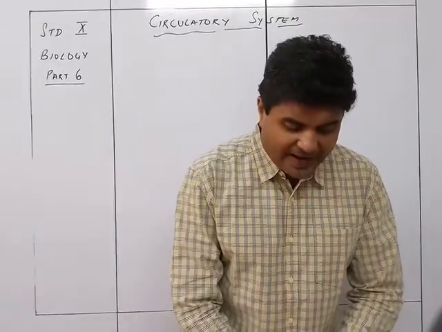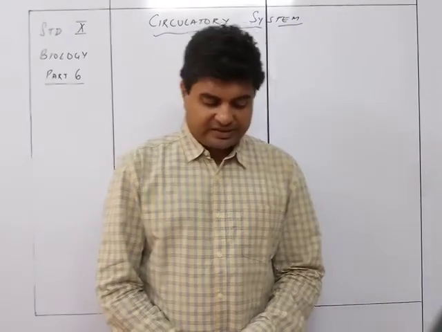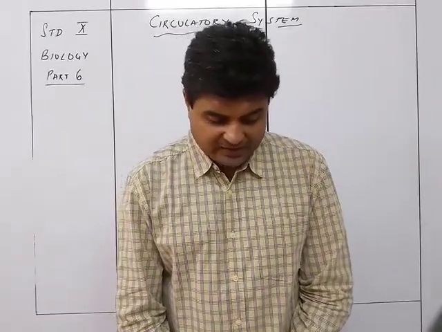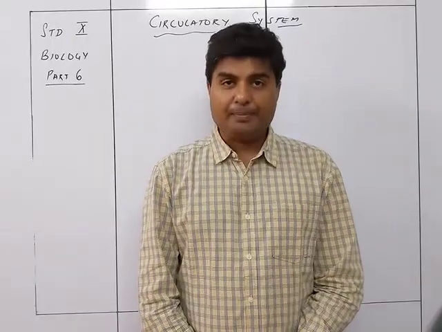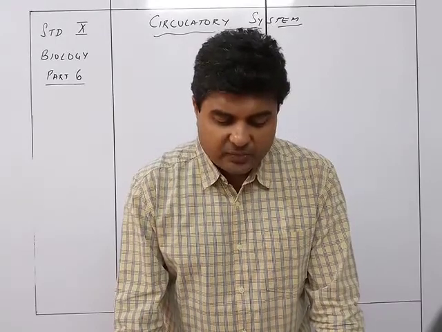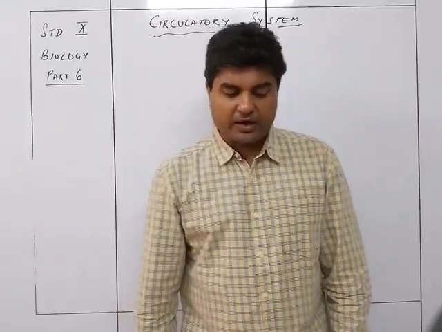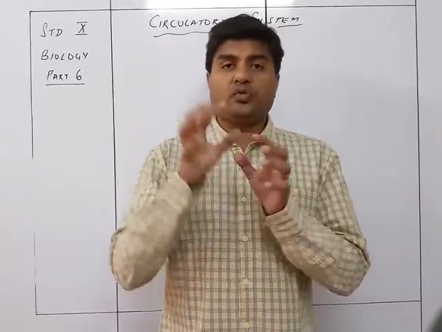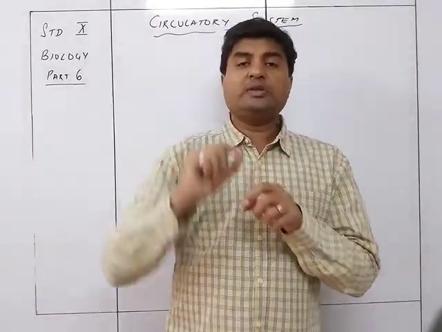So the blood vessels are branched tubes extending from the heart to other parts of the body. They are of three kinds: arteries, capillaries, and veins. An artery is a vessel which carries blood away from the heart towards any organ. So when the blood goes from the heart to an organ, then it is an artery.